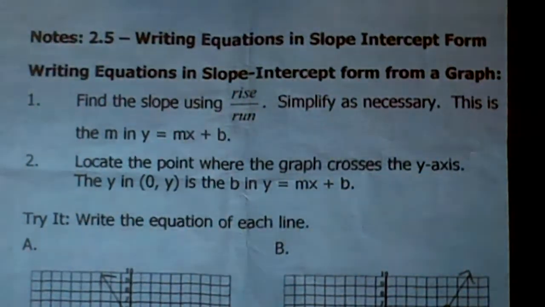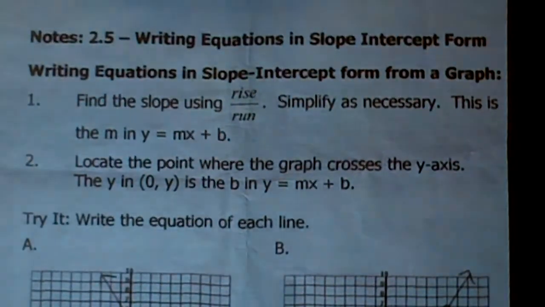Number one, find the slope using rise over run. So you're going to be given this graph. You're going to find the rise over run between one point and another, and that's the m in y equals mx plus b. Next, just look at where the graph crosses the y-axis, and that's your b. It really is that easy.